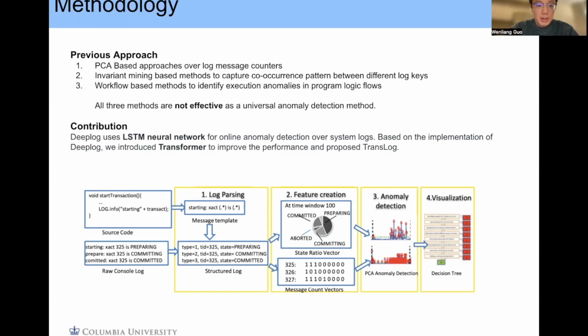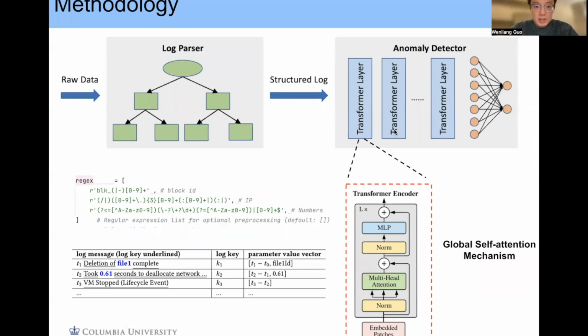The previous approaches were mainly based on handcrafted features or traditional machine learning algorithms such as PCA. But with the development of deep learning, DeepLog is the first one that uses the LSTM neural network for the log anomaly detection task. Inspired by DeepLog, we introduced Transformer to improve the performance, and we proposed TransLog in this project. Here is the diagram of our proposed TransLog.